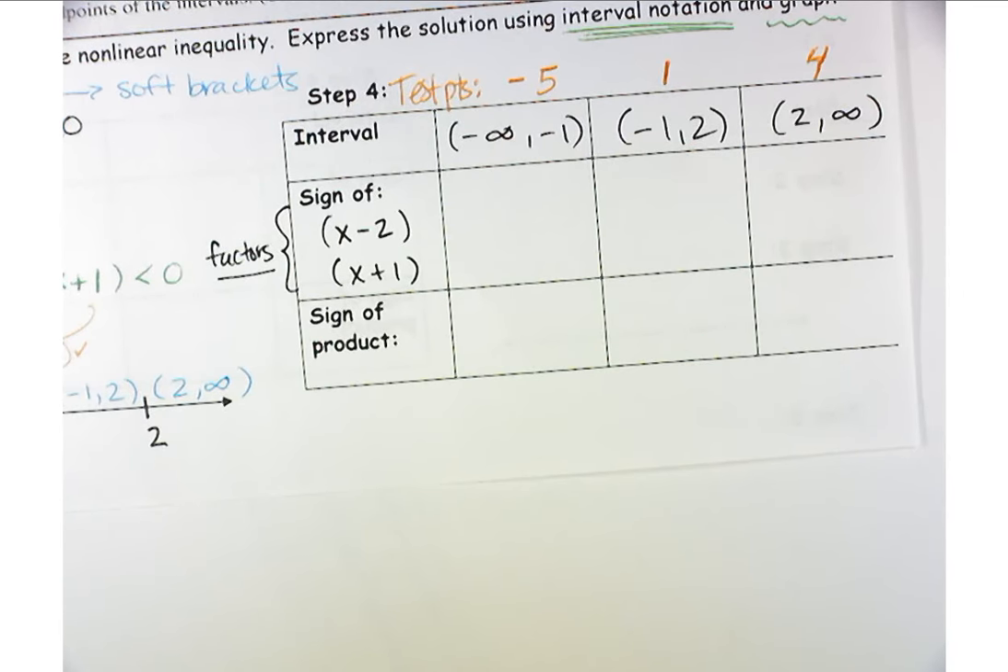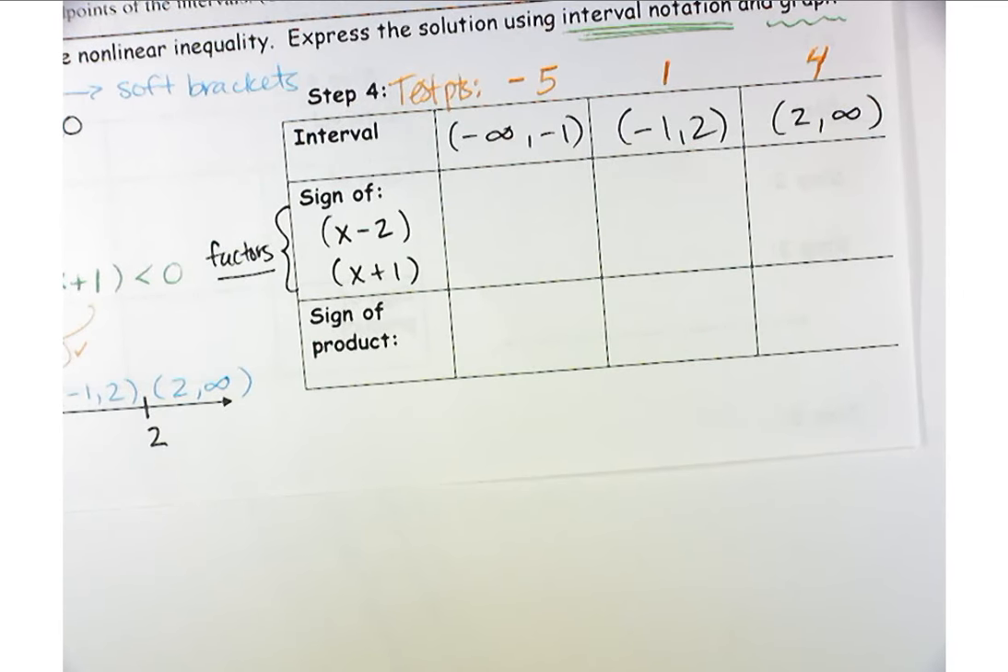Then we're also going to substitute into the second factor. If I plugged in negative 5 plus 1, that's going to be what? Negative 4, and that is a negative, so I would put the negative. And then let's look at what the last row says. It says sign of the product. If you multiply a negative by a negative, the product is going to be positive.